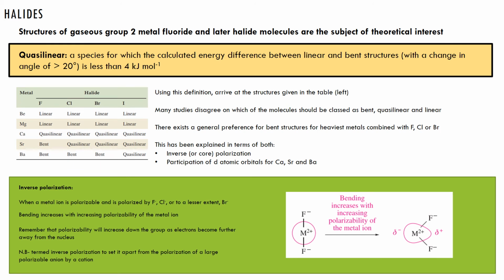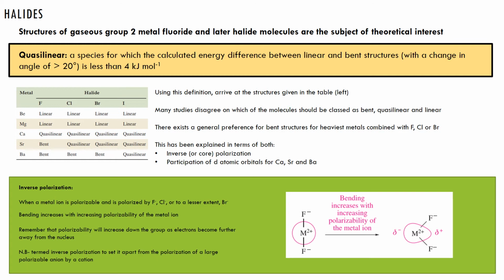One area that is of quite intense theoretical interest at the moment is the structures of the gaseous group 2 metal fluoride and later halide molecules. So things like beryllium fluoride, chloride, bromide, and iodide, right the way down to barium fluoride, chloride, bromide, and iodide. And as I said, there's a lot of interest in these in the theoretical chemistry literature.